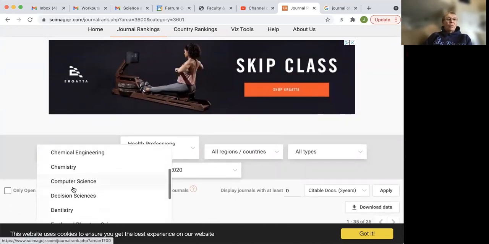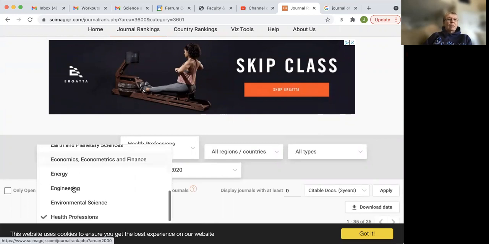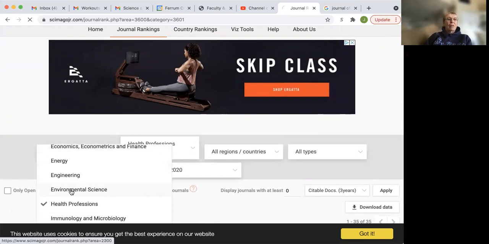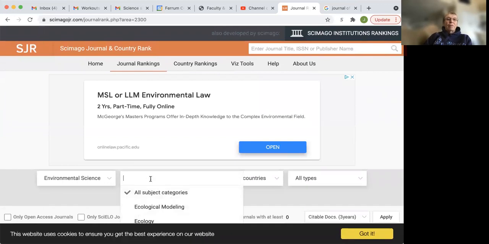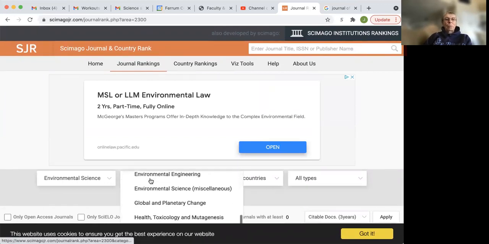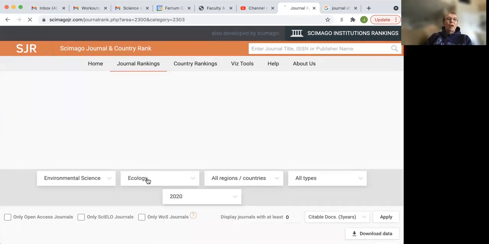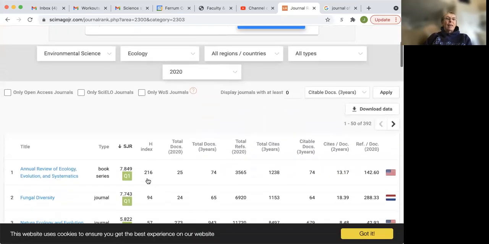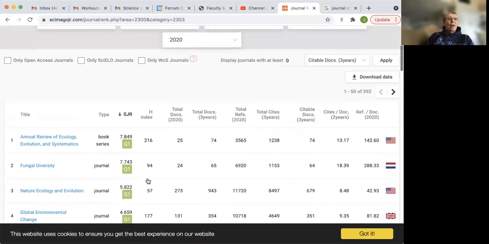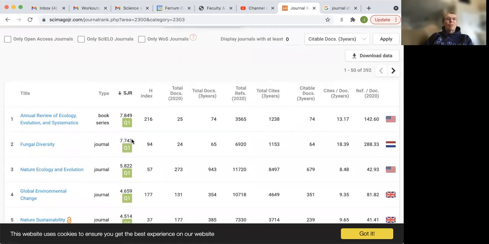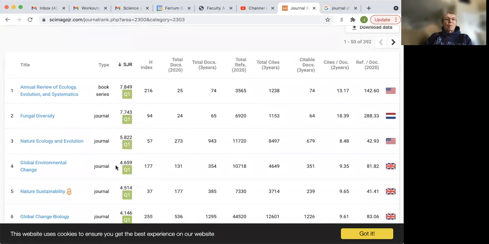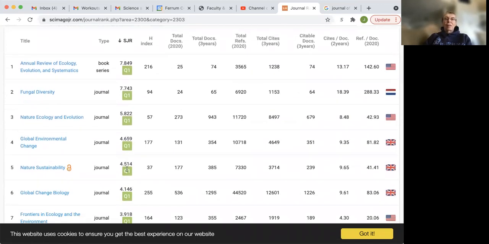I thought we also could look at environmental science. And for example, let's think if we were looking at the idea of lead in the forest, maybe we'd look at ecology. And here we see some journals that are being cited at quite a reasonable amount. Environmental change, sustainability, they've got a reasonably high citation rate.